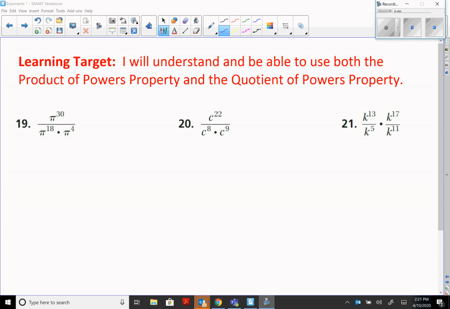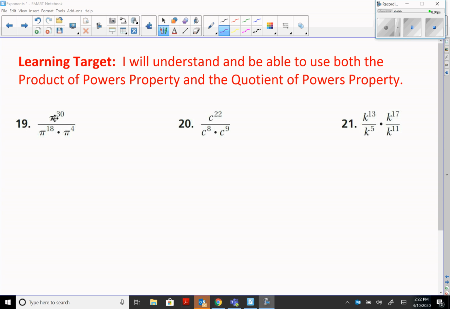All right, let's do a few more examples of product of powers and quotient of powers property. Okay, on this first one, I'm going to look at the denominator. Both numbers that I'm multiplying have a base of pi, which means I can add the exponents.